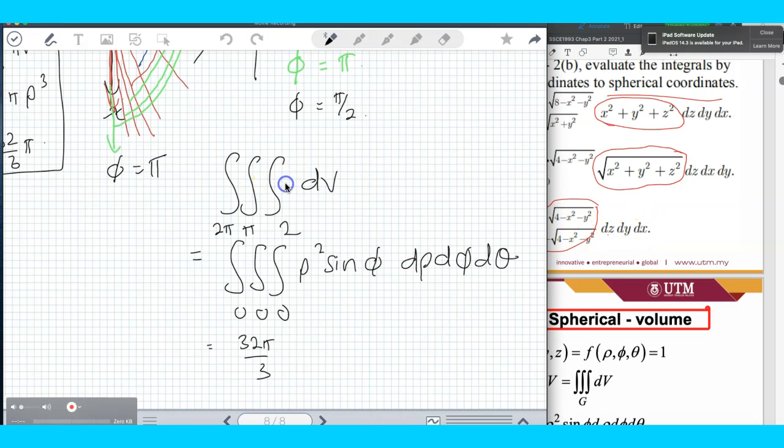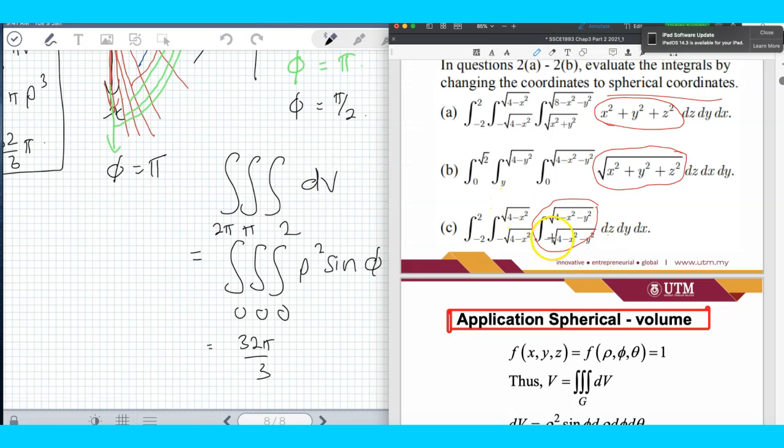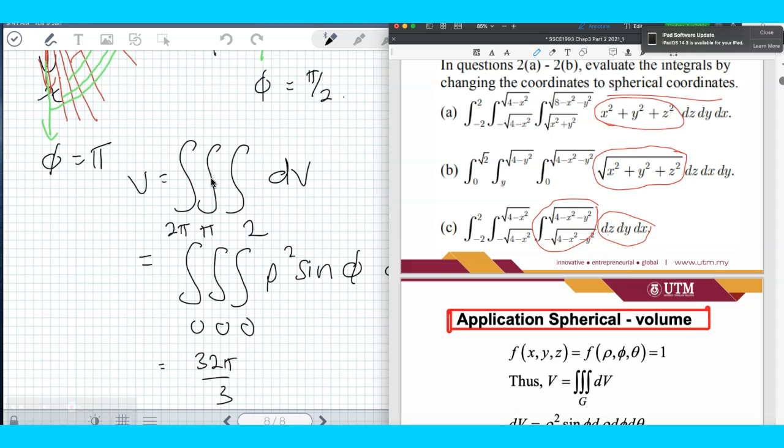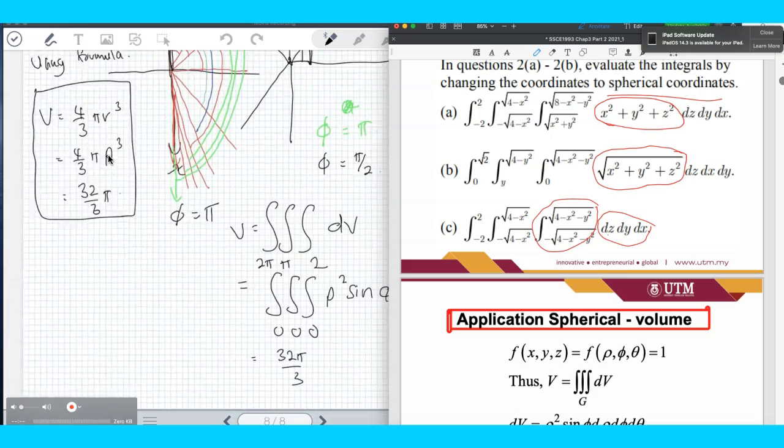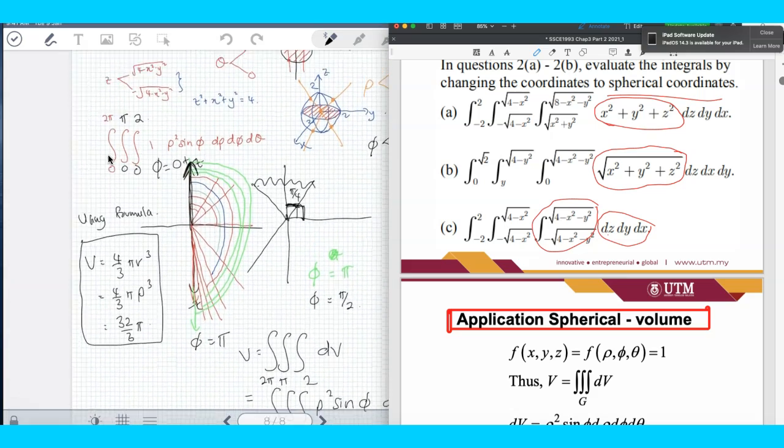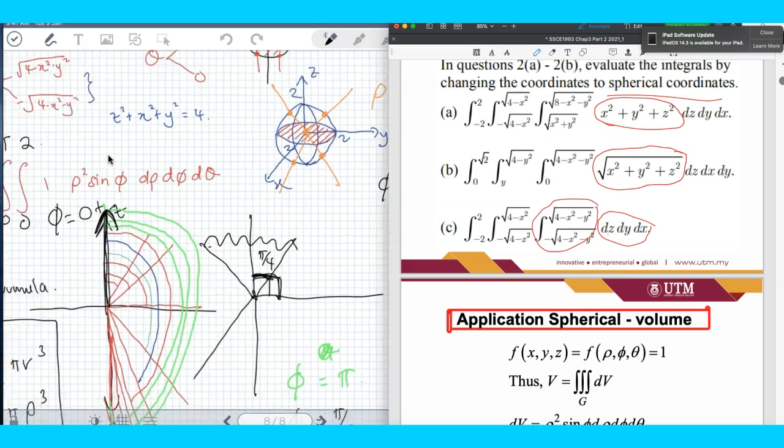So we go back to the general triple integral, where the integrand is 1 dV. So this one is dV, right? So this is actually volume. So this question is asking for the volume of the solid. The solid that we have for this question is a sphere with radius 2.